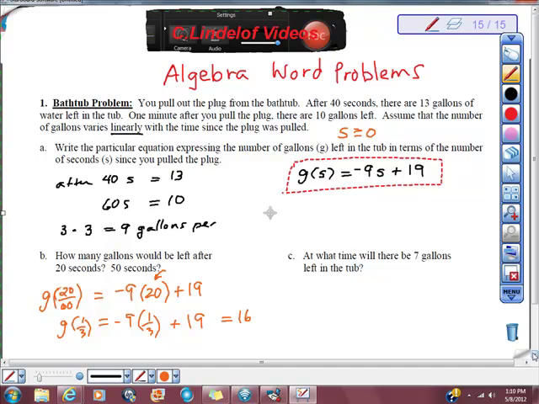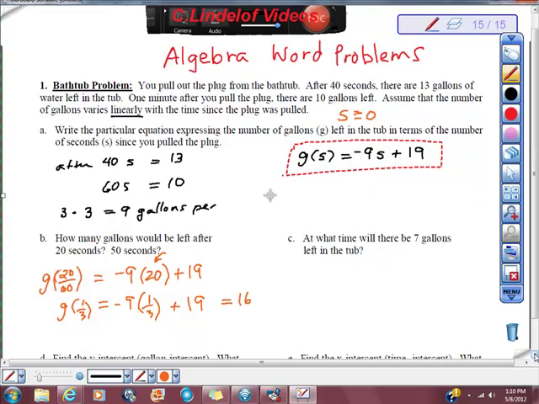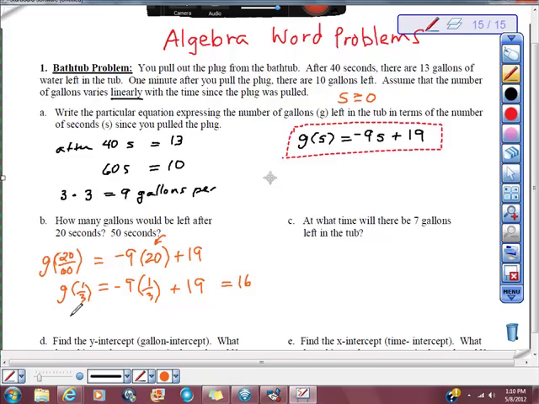And then 50, how would you do 50? Yeah, good job. So 50 over 60 is 5/6, isn't it? So it would equal negative 9 times 5/6 plus 19, which is equal to, is it 11 and a half? Good job. 11 and a half what? Gallons. I should have written that before, shouldn't I? Gallons and gallons. Good job, you guys.